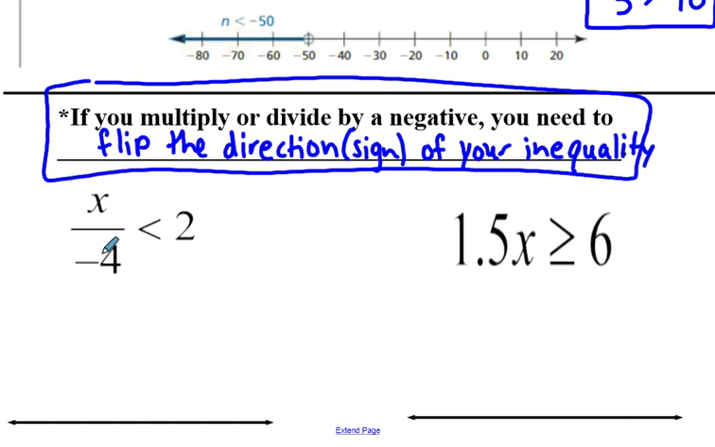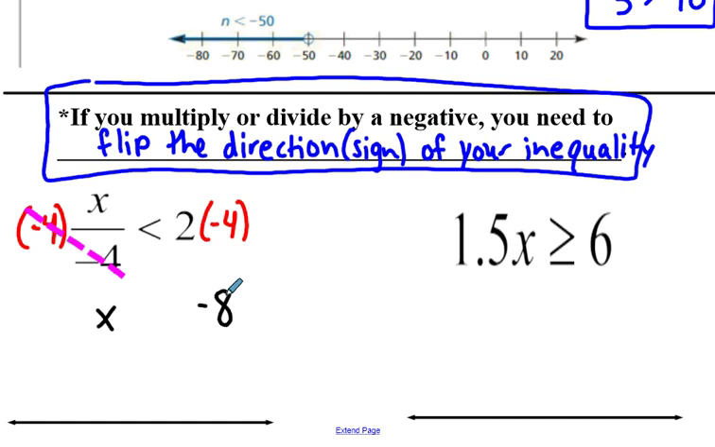x divided by -4 is less than 2. How do I undo dividing by -4? I multiply by -4. Now this -4 is going to cancel the bottom -4. By cancel, I mean make the number 1, because -4 divided by -4 is 1. So this leaves me with 1x. 2 times -4 is -8.